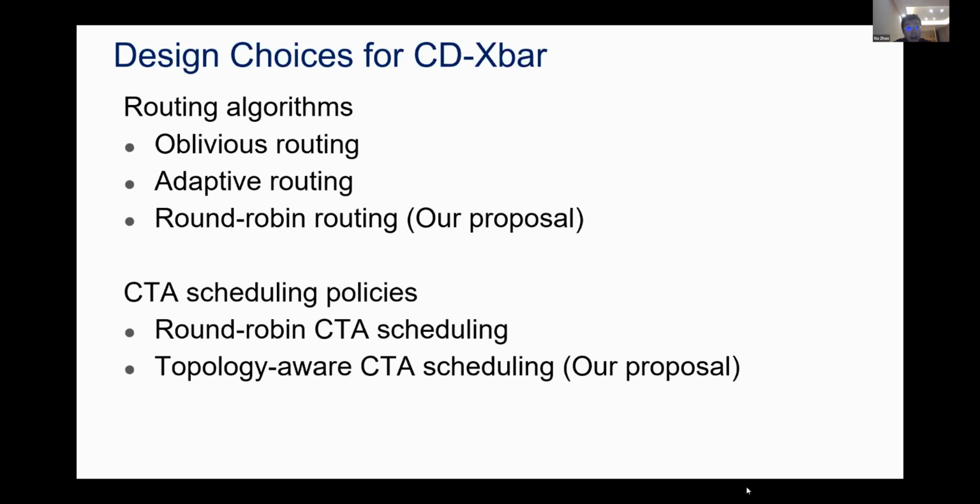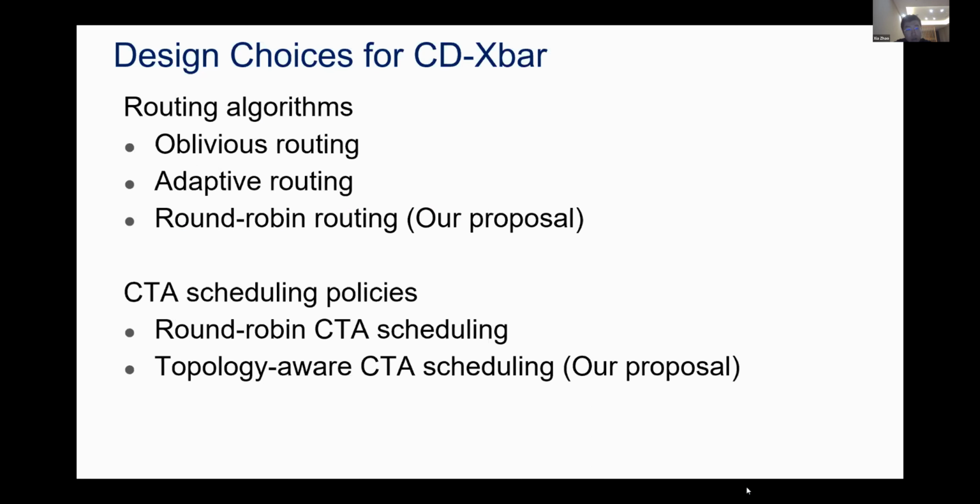Based on the CDXbar architecture, we explore different routing algorithms like oblivious routing, adaptive routing, and round-robin routing. In our work, we found that round-robin routing has the highest performance with the lowest hardware cost.